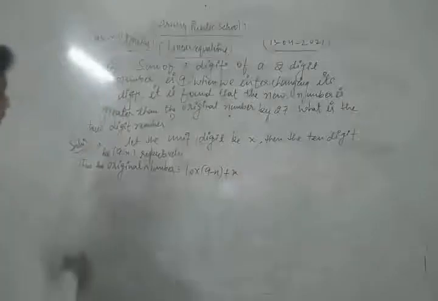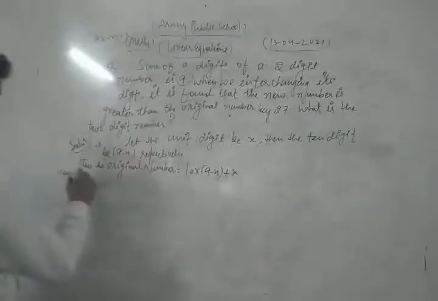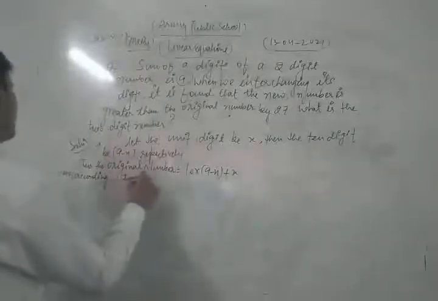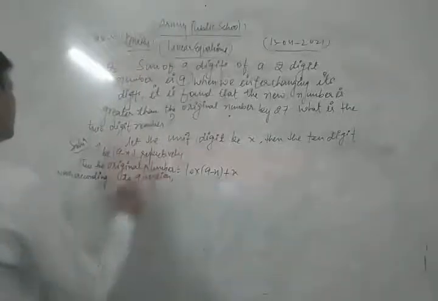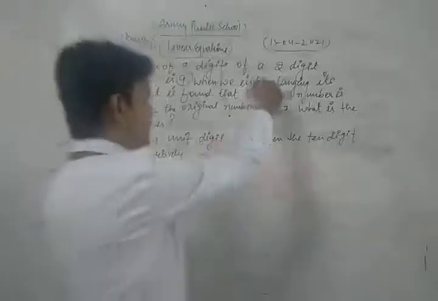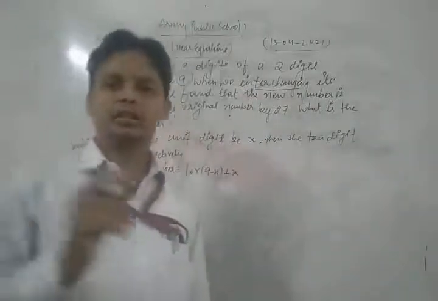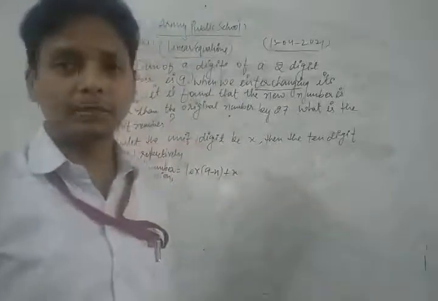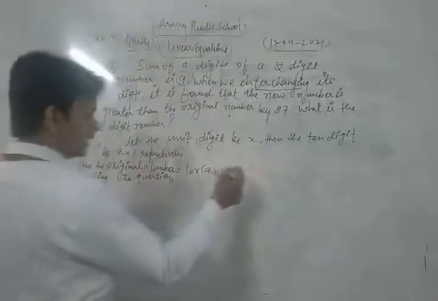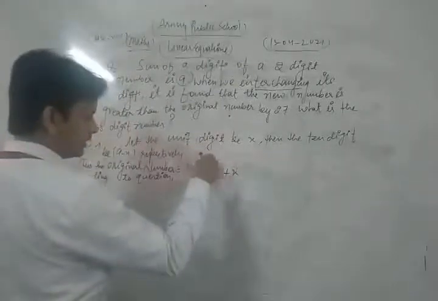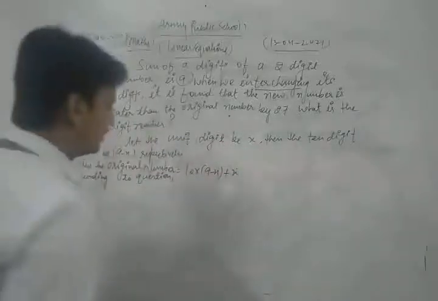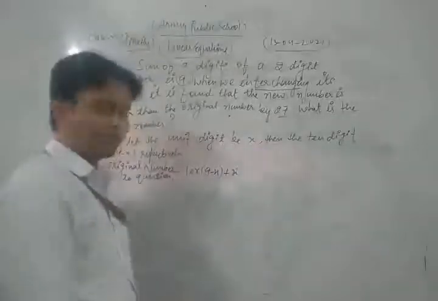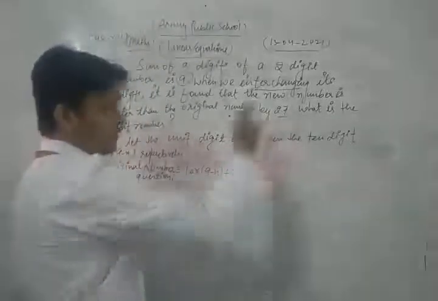Now, according to the question, when we interchange its digits, it means we just put x in the place of 9 minus x and 9 minus x in the place of x. Then the new number is greater than the original number by 27. Original number plus 27.